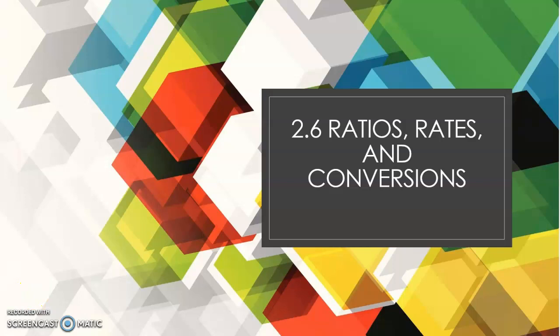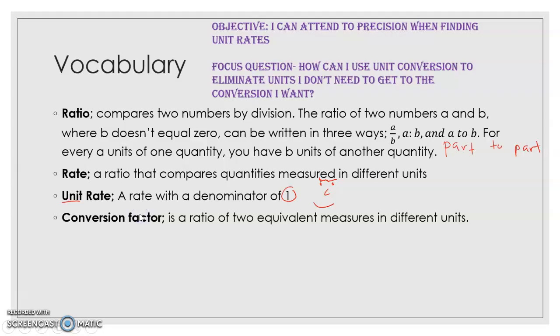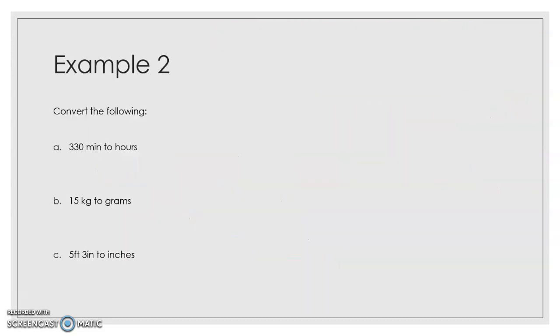Welcome back, everyone. We are going to move into unit conversion. Just going back to that focus question, how can I use unit conversion to eliminate units I don't need to get the conversion I want? We're really going to focus on this idea of conversion factor, a ratio of two equivalent measures in different units.